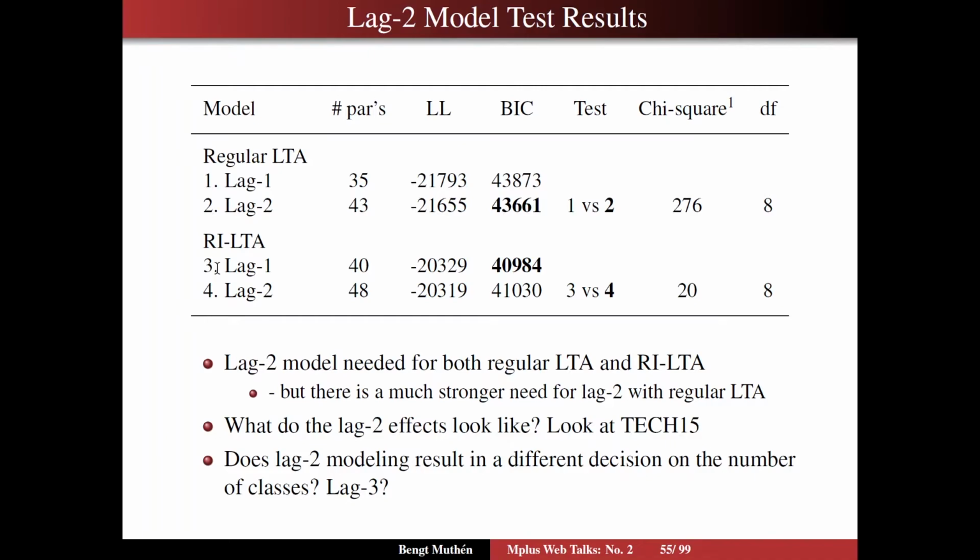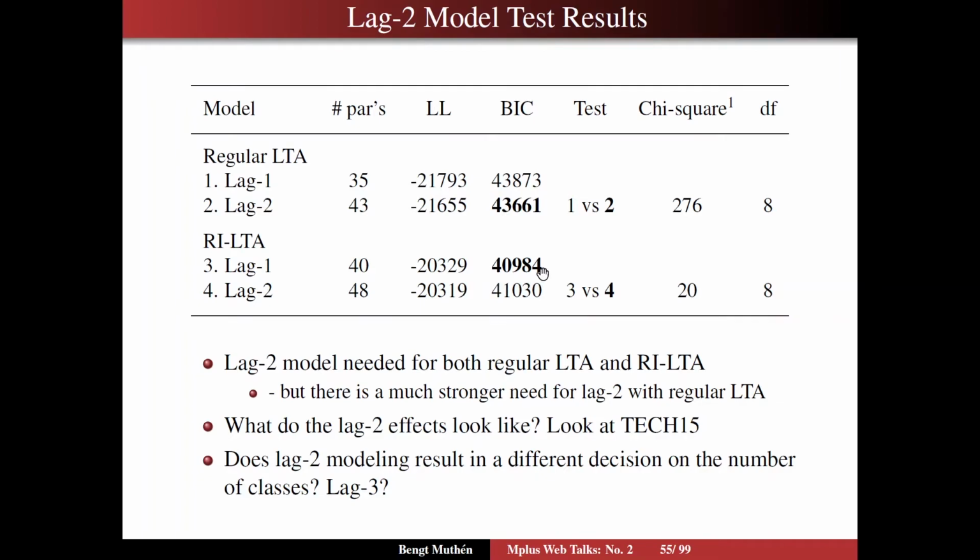For RI-LTA, the corresponding numbers are here. We get an improvement of the log likelihood to some extent, but to a lesser extent than for regular LTA. The difference, testing 3 versus 4, gets a chi-squared value of 20 with 8 degrees of freedom, which really isn't that bad of a fit for this overall large sample size.